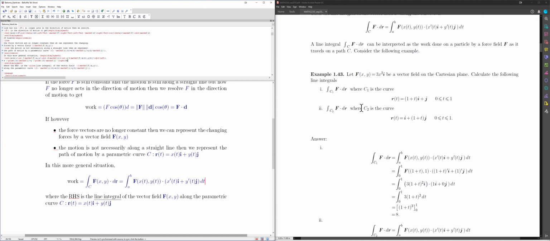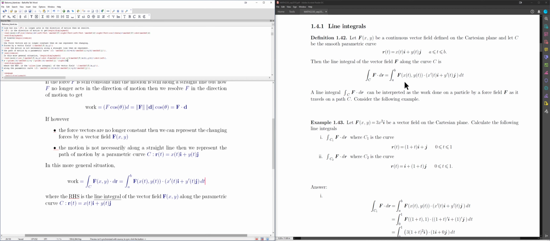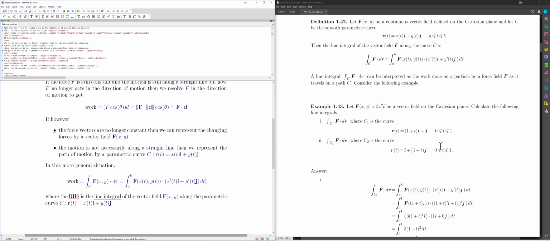So for the line integral of your vector field along your parametric curve C1, you use your definition over here, and you put in your information, which comes from the parametric curve. Looking at the form of the given parametric curve, the x of t is 1 plus t.